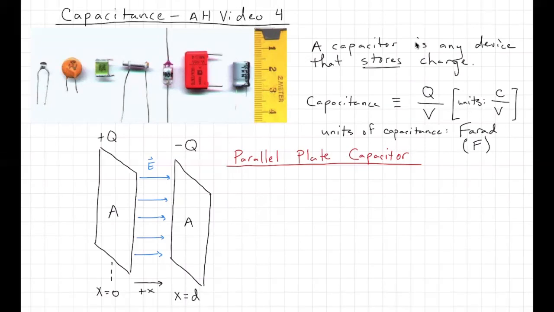If I wanted to understand the capacitance of this system, I'd want to know something about how the charge relates to the potential difference between the plates. So if I'm looking at capacitance, C is equal to Q over V, where Q refers to the charge stored on each plate.